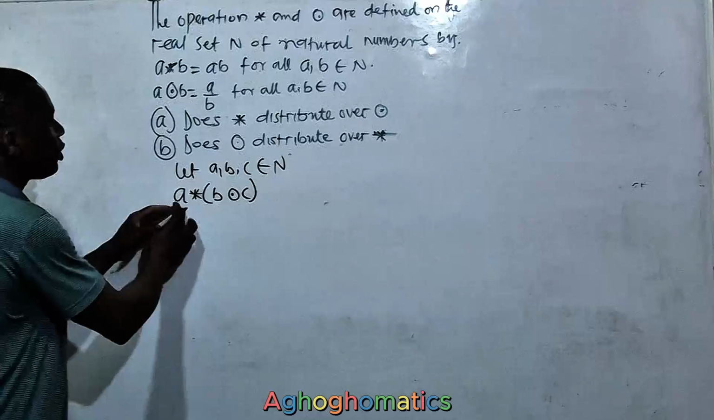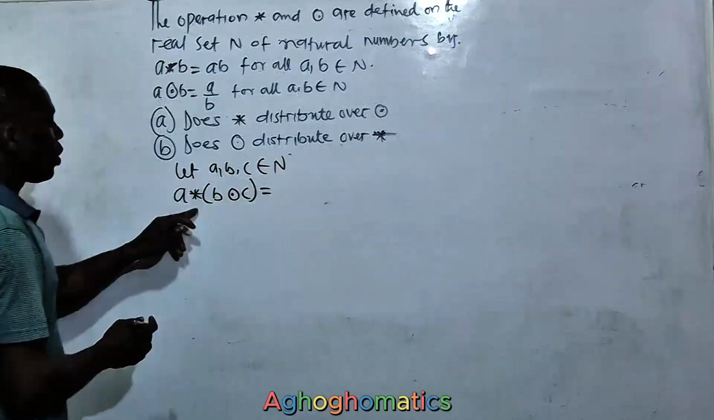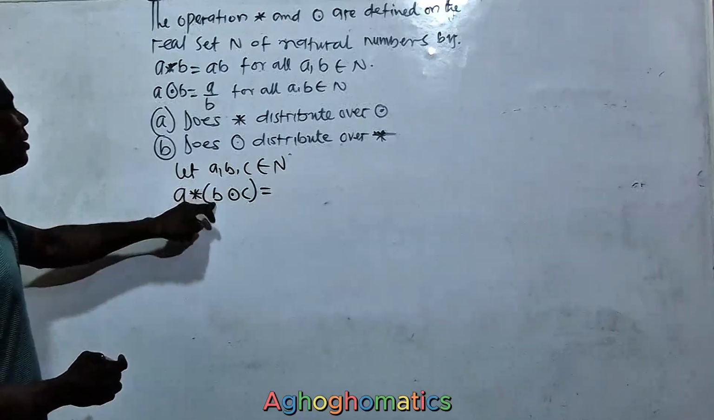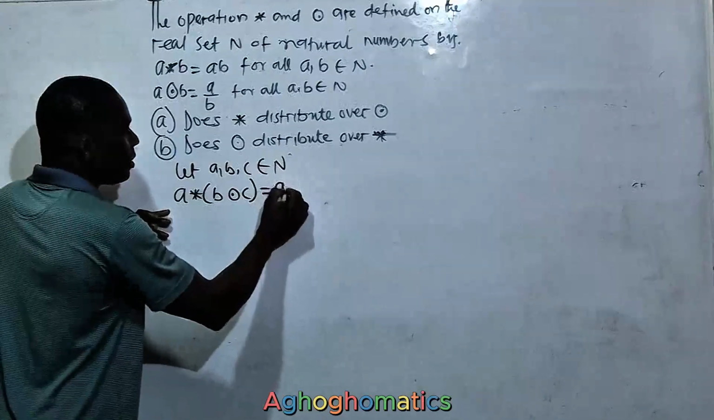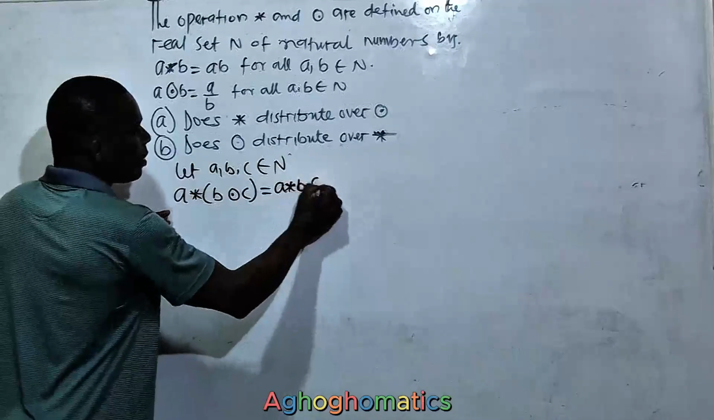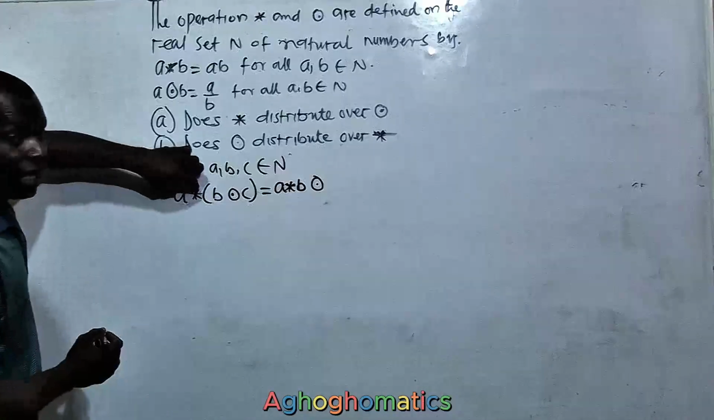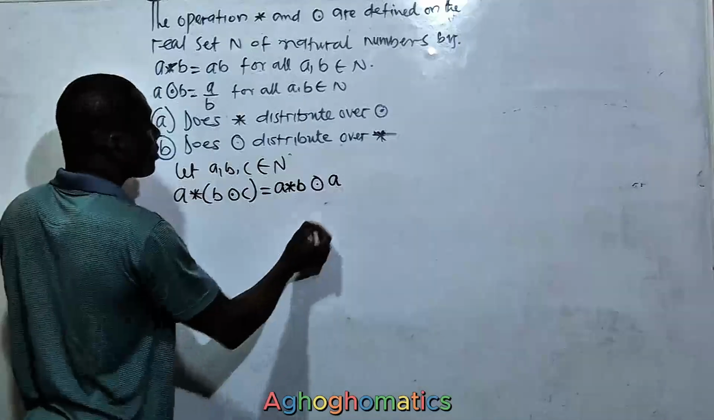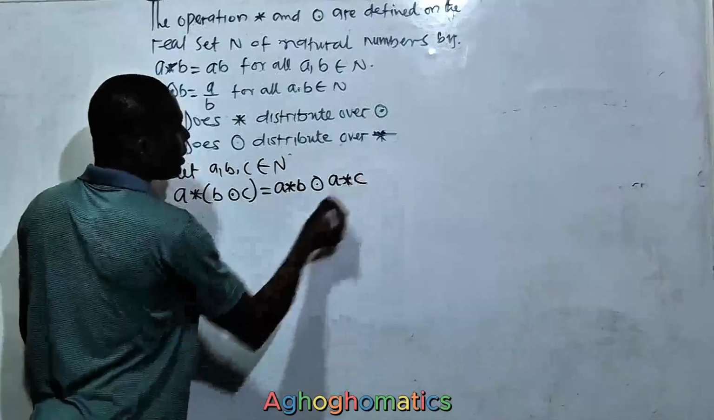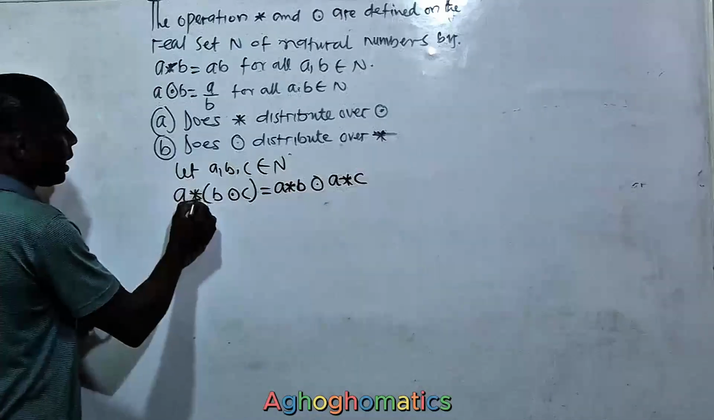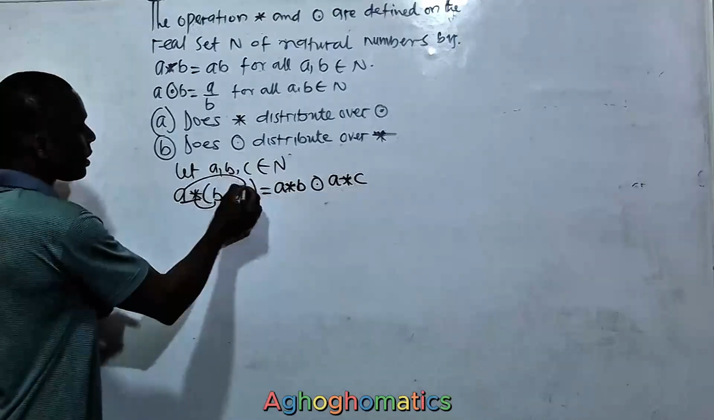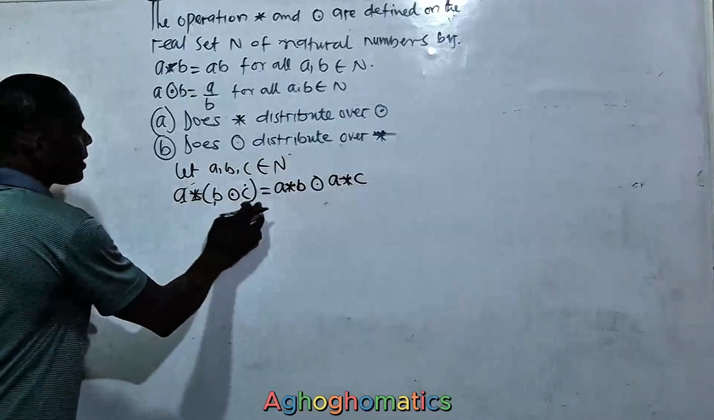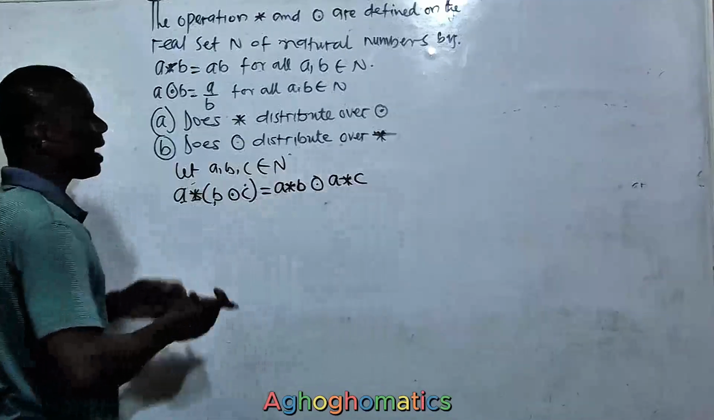This expression simply means: is it that A operator, which is asterisk in parentheses, is distributing over this? So this one is also A asterisk B, or A asterisk C. These two against this, and these two also against this. We want to show whether the right hand side and the left hand side are the same.